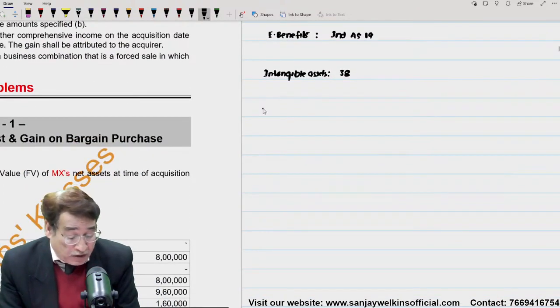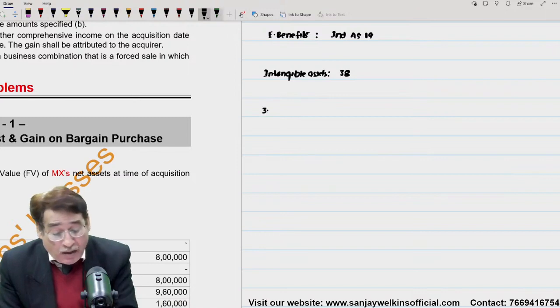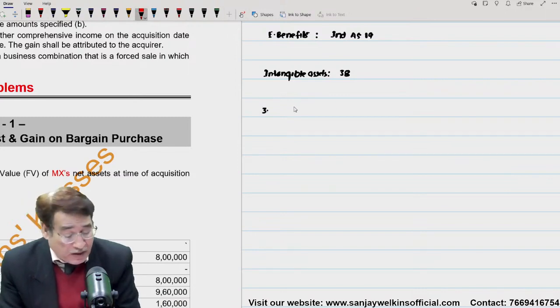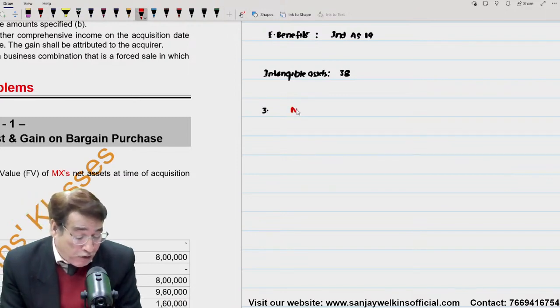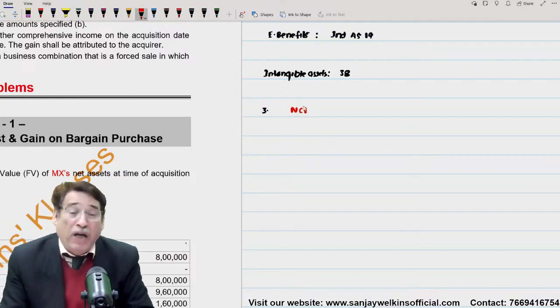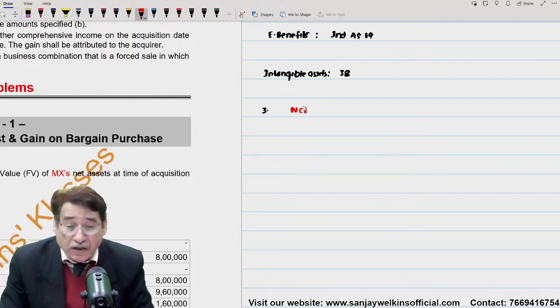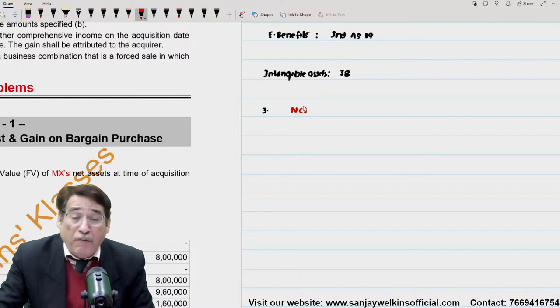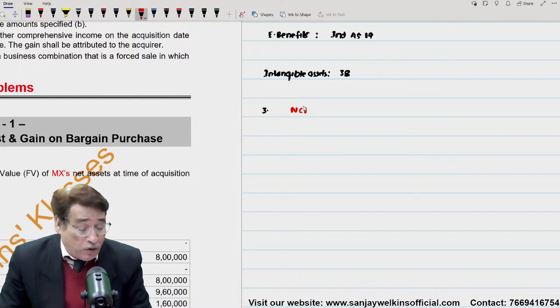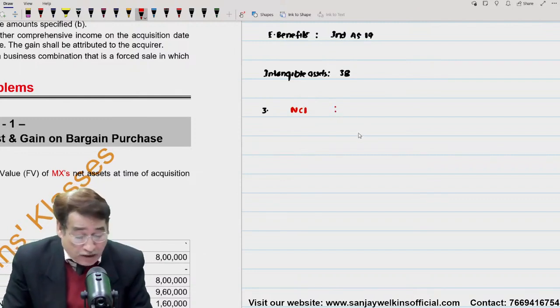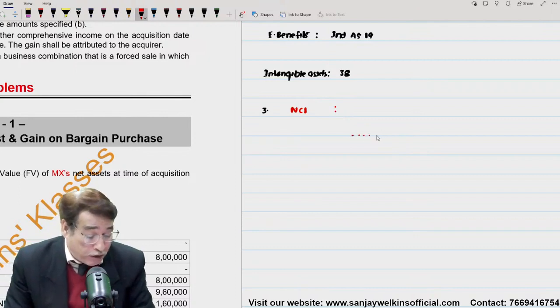Now under the third step, the standard says that when you do the accounting, you will have to compute the NCI also. What we mean by NCI and how we are going to compute the value of the NCI is another question, isn't it? So we have to compute the value of the NCI also. The standard says so. What we mean by this particular point, pay attention here. In order to make you understand this particular point, please also write along with me and be honest, as I have already told you.